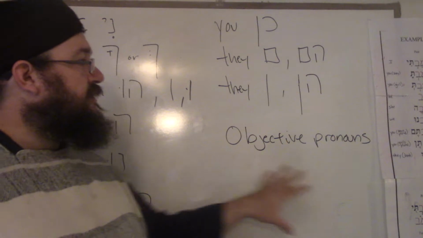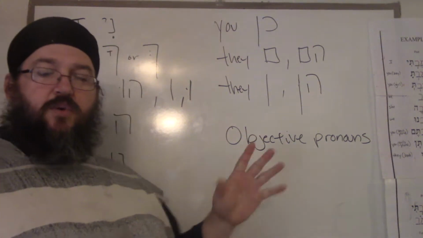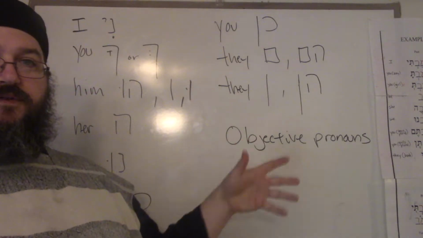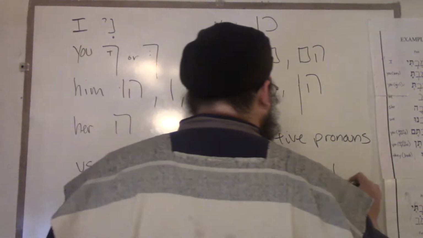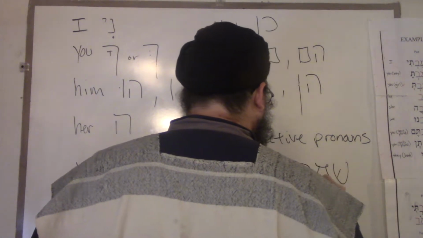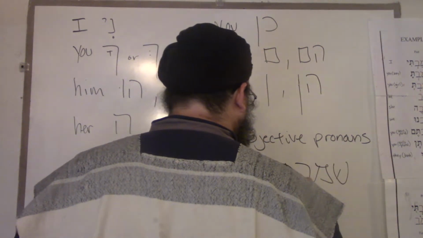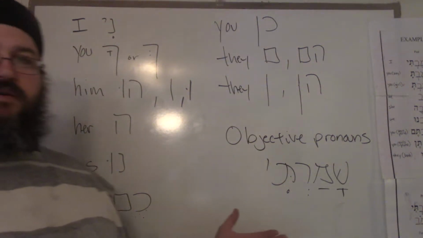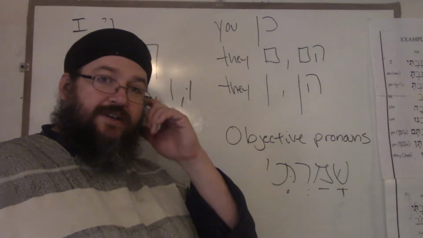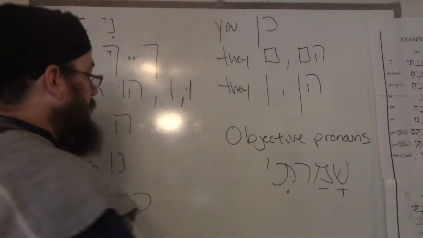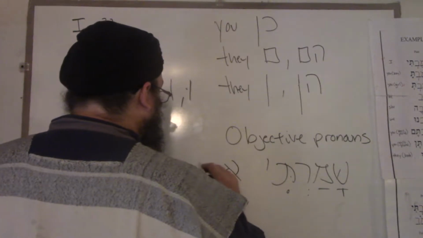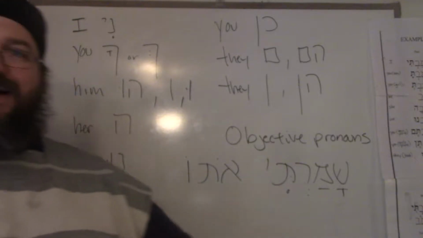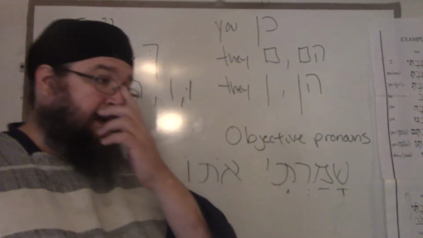Anyways, objective pronouns always have to be unattached to the actual verb, okay? If we take a verb, for example, shamarti, I guarded, okay? I guarded what? If you're going to say I guarded it, then we say shamarti oto, I guarded it.